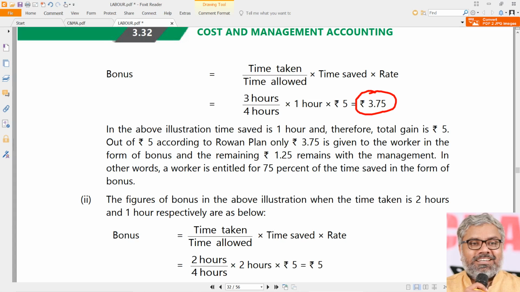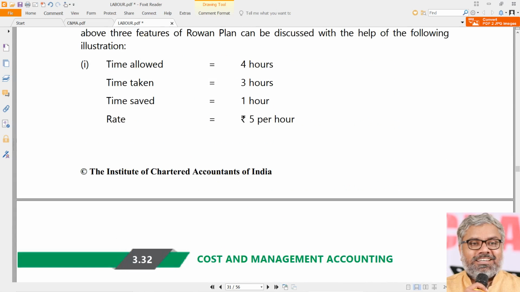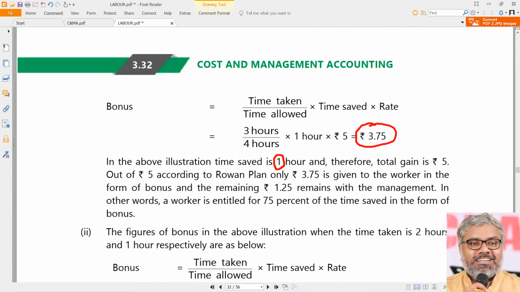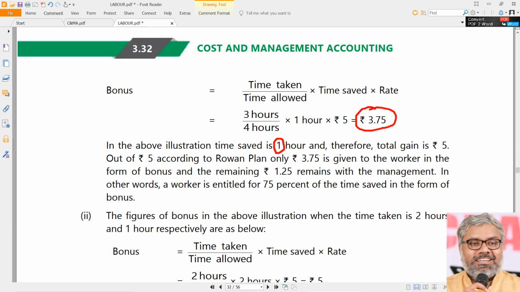And time saved is how much? 1 hour. So when there is a time saved of 1 hour, how much bonus is going to the worker? 3.75 is going to the worker. In the Rowan plan, 3.75 rupees is given to the worker, whereas 1.25 remains with the management. Of course, because the normal rate is 5 rupees per hour. Here, time saved is 1 hour. What will be the value of that hour if you convert into money? 5 rupees. Of that 5 rupees, 3.75 is given to the worker, 1.25 remains with the management.